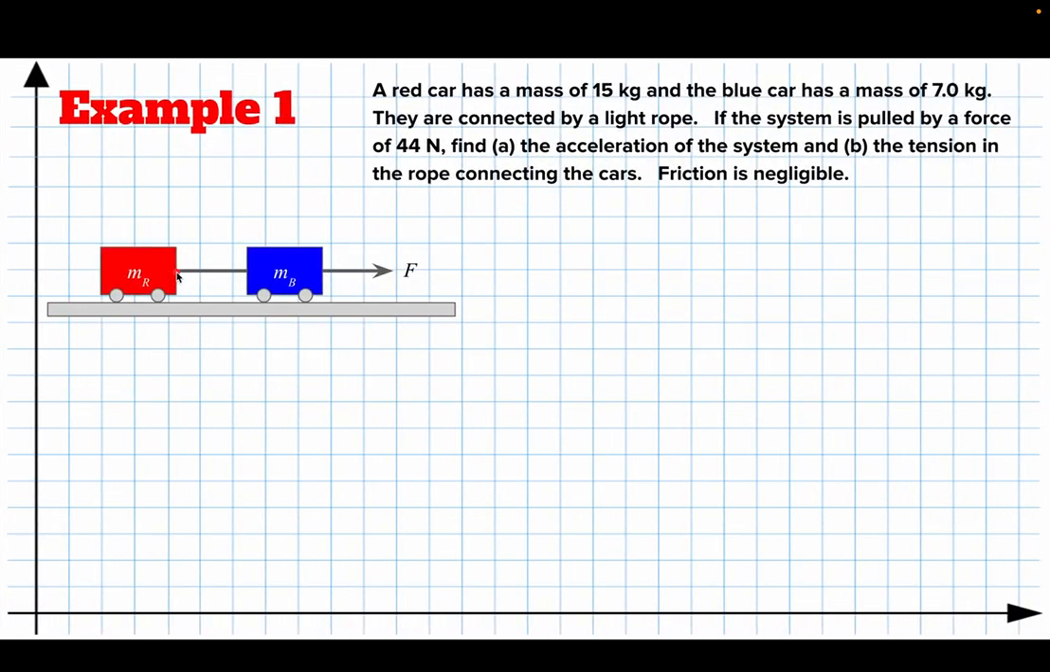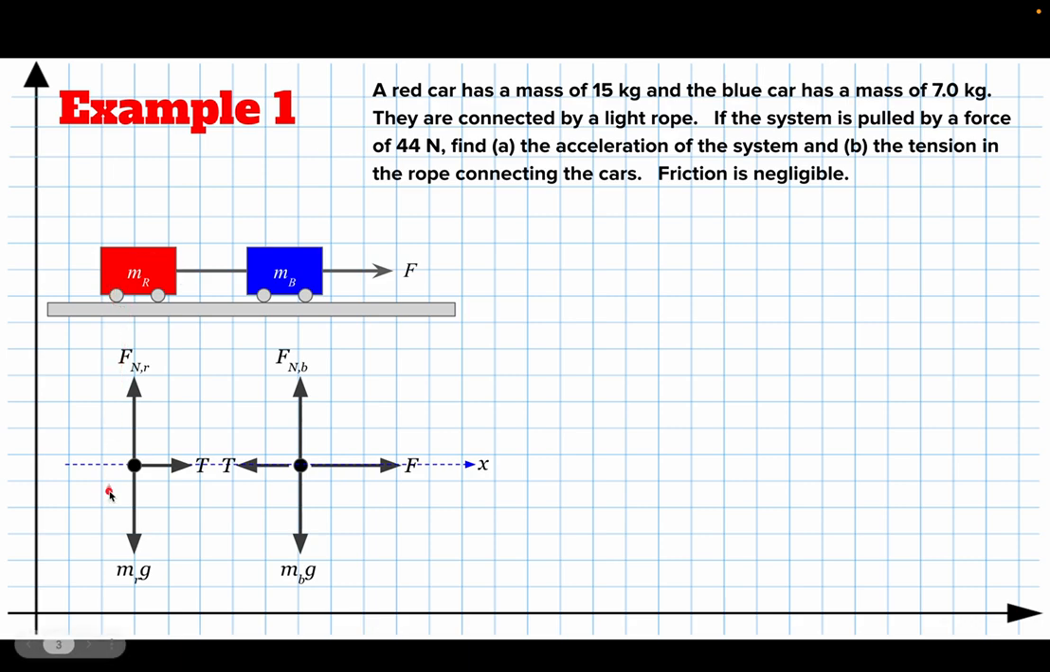All right, so here's how we solve the problem. We start by drawing a free body diagram of both cars. So for the red car, these are the three forces that are involved. We have the mass of the red times g, so notice how it's labeled, m sub r times g. We have the normal force on the red car. You just can't put Fn because there's two normal forces. There's one on the blue car also.